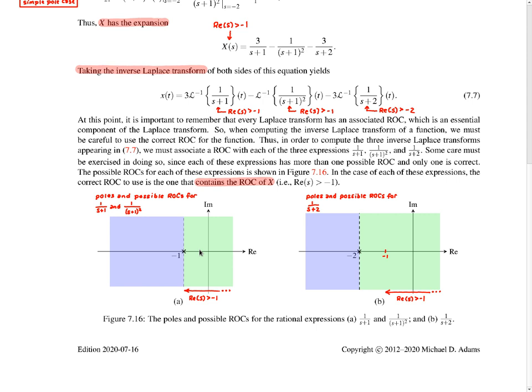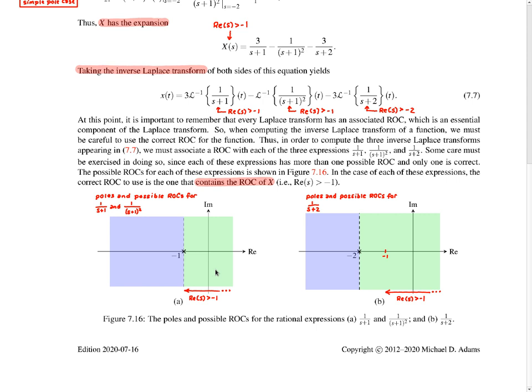So when we go to our table of Laplace transforms to look up the inverse Laplace transform of 1 over s plus 1, there are going to be two relevant entries in our table, one which corresponds to this left half plane region of convergence, and one which corresponds to this right half plane region of convergence. So we have to decide which one we should select.